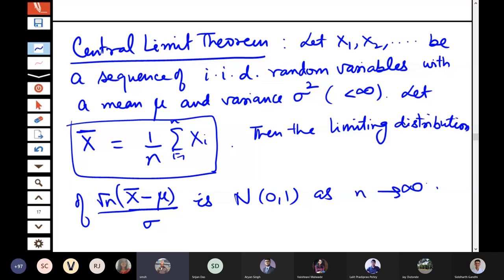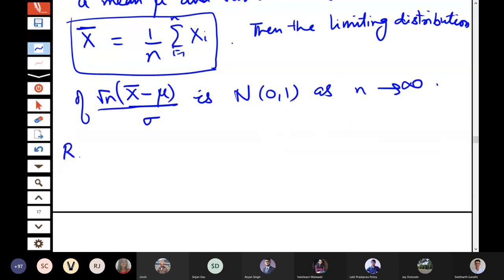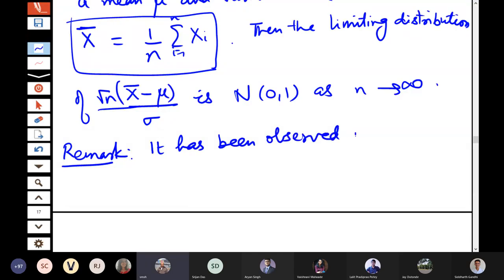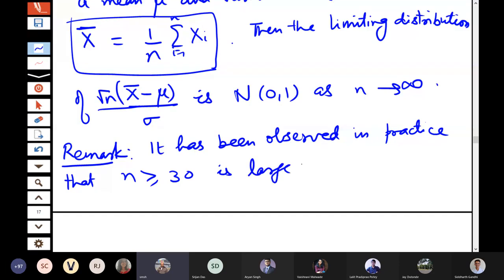Now of course you may question what is the meaning of n large, but it has been observed in practice that n greater than or equal to 30 is large. So 30 or more observations itself actually gives you the result.